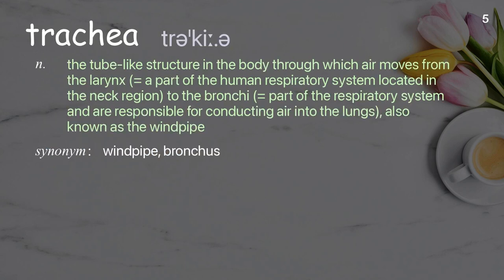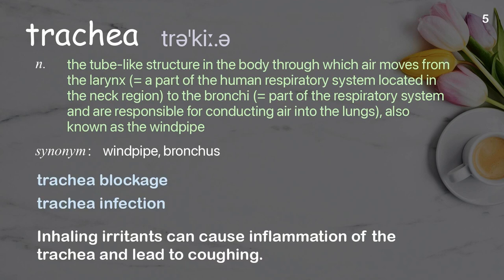Trachea. The tube-like structure in the body through which air moves from the larynx, a part of the human respiratory system located in the neck region, to the bronchi, part of the respiratory system responsible for conducting air into the lungs. Also known as the windpipe. Examples. Trachea blockage. Trachea infection. Inhaling irritants can cause inflammation of the trachea and lead to coughing.